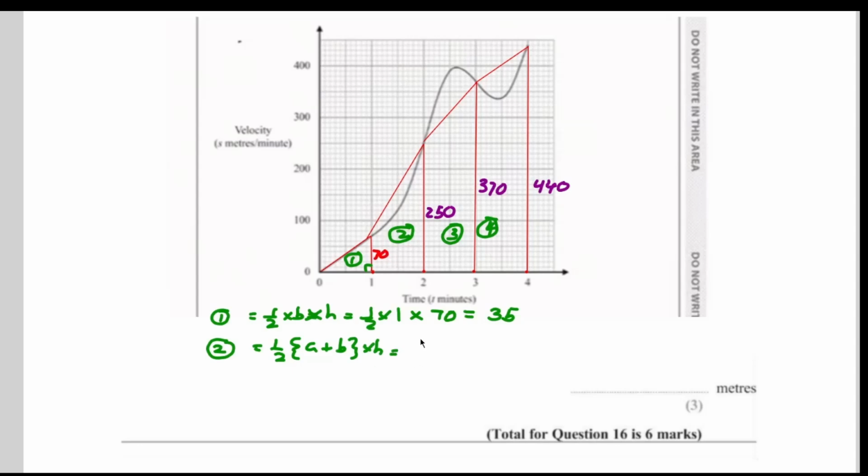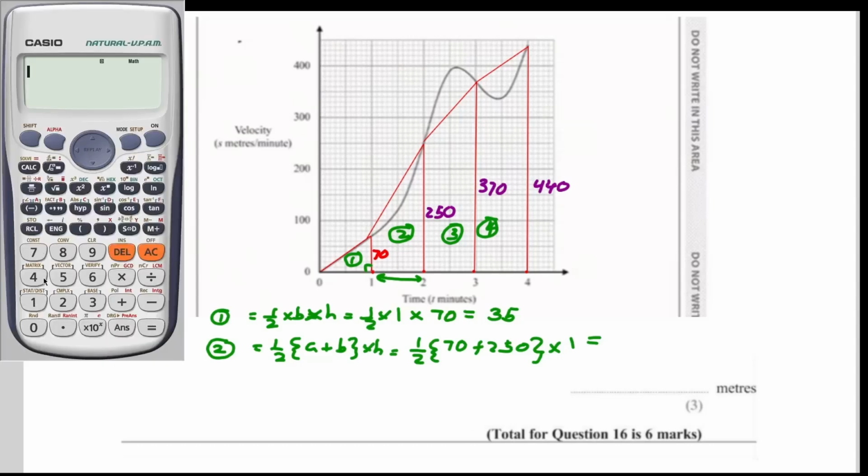So let's get half into 70 plus 250, into height. Now the height is perpendicular to these 2 sides. Therefore, the height is this one, 2 minus 1. The height is this much. It is 1. Then into 1. Then once we multiply, 0.5 into 70 plus 250, it is 160.